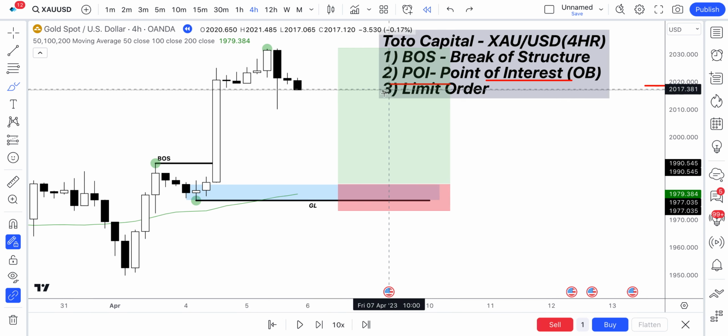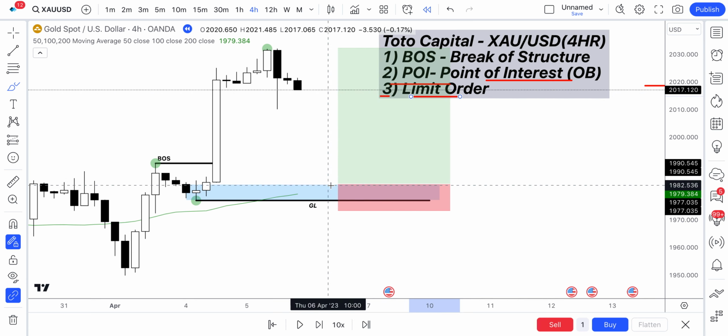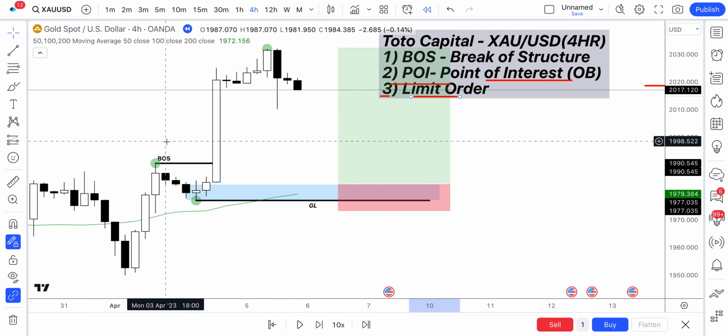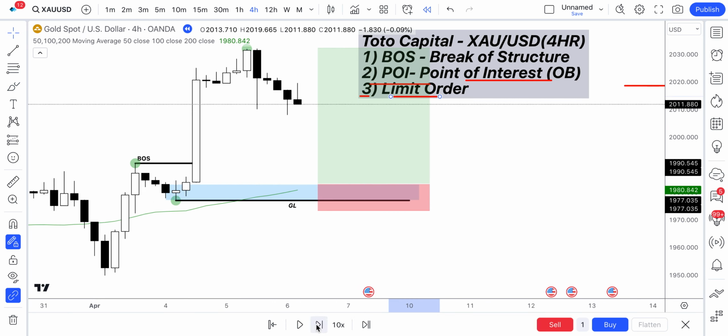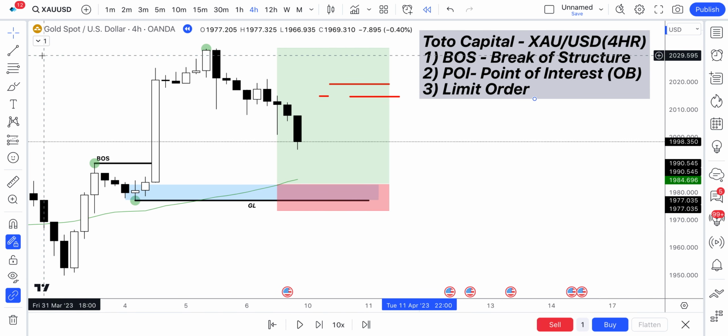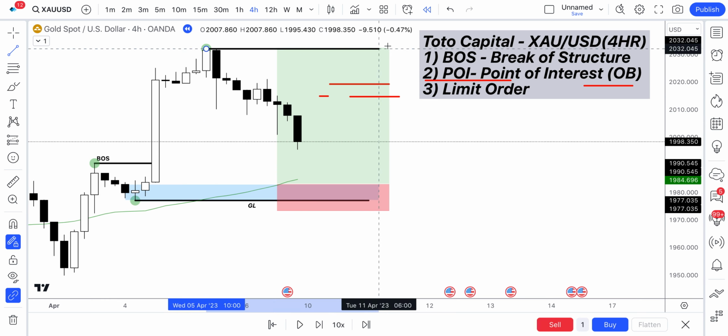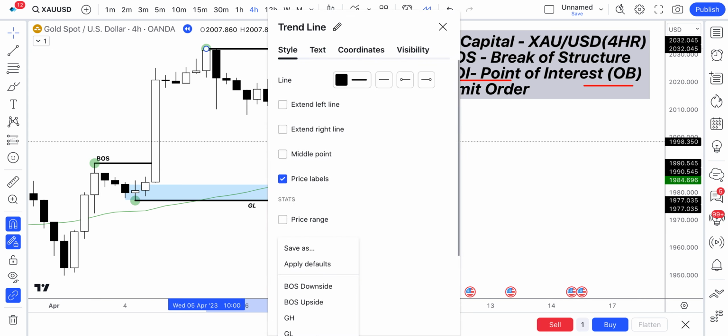Okay, so number 3, we've set our limit order at 1983 there. Okay, and we're just waiting for price to come back into that area. Okay, in terms of targets, we're going to be targeting the equal high here as a first TP, and then ultimately we're going to be looking for further continuation to the upside.